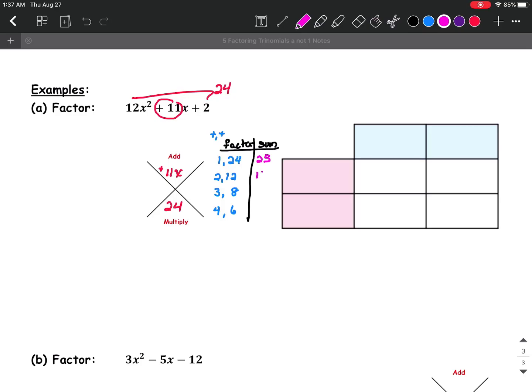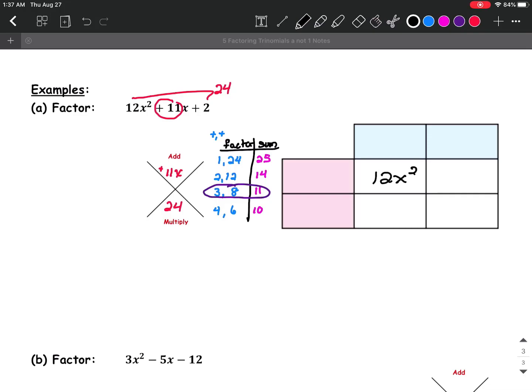2 plus 12 is 14. 3 plus 8 is 11. 4 plus 6 is 10. Which pair adds to our special number 11x? There it is. Okay. Now we write our first term, 12x squared, up here.